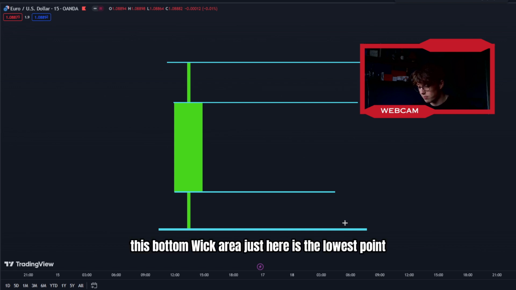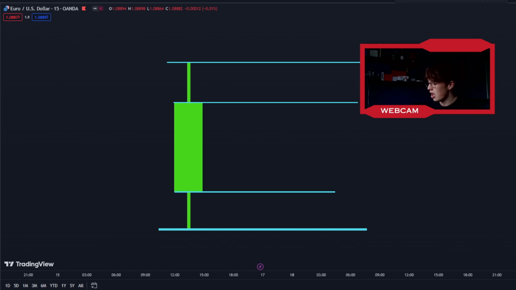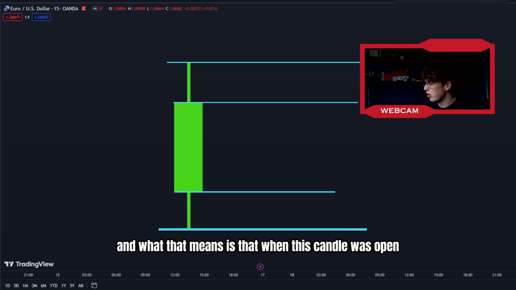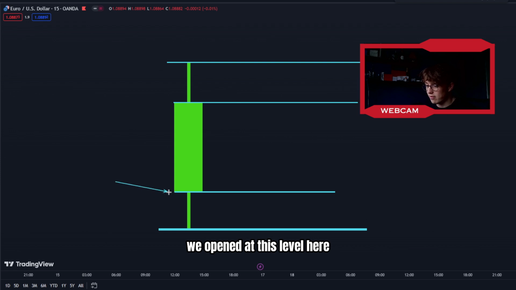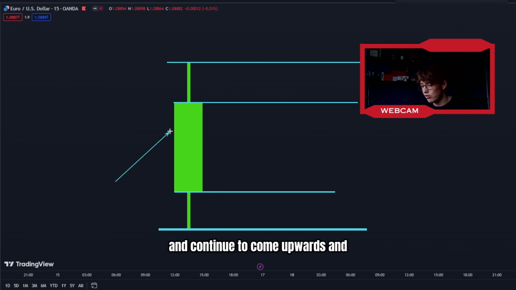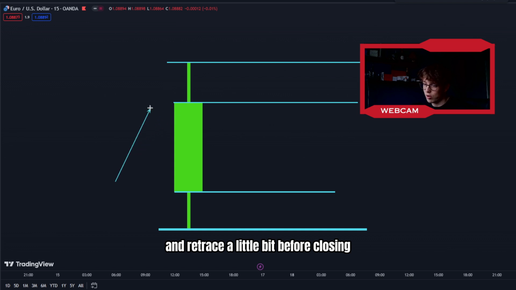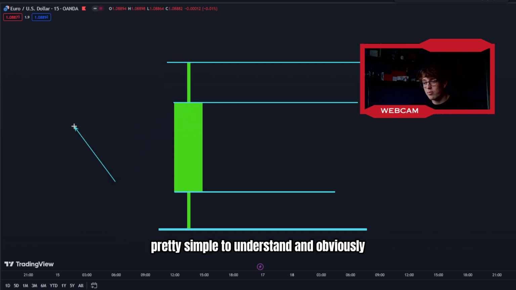And likewise, this bottom wick area just here is the lowest point which price reached during that candle. And what that means is that when this candle was open, maybe we had something like this. We opened at this level here, we started to come down a little bit, grab some liquidity, which we'll explain later, and continue to come upwards and make a top wick and retrace a little bit before closing at this area here. Pretty simple to understand.